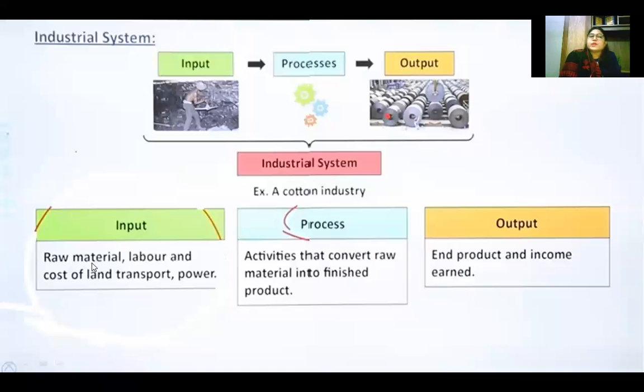So input is what? Input is raw material which is coming, labor which is working, and cost of land, transport, power, what all is required in the factory, that is the input. And processes are what? Activities that convert raw material into finished product, means all the processes which are going on in the factories. And what is the output? Output is the end product and the income earned, means how much profit the industry has earned by selling the finished product in the market. So end product is the finished product and the income earned.